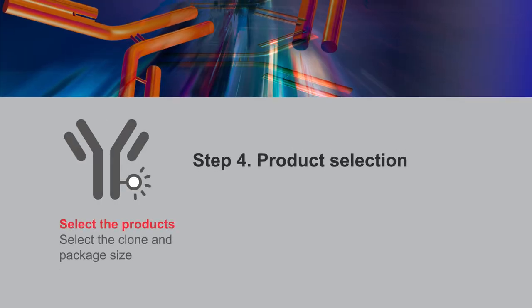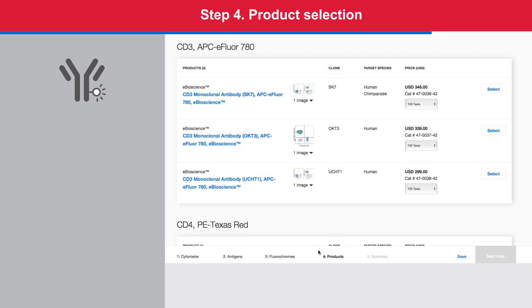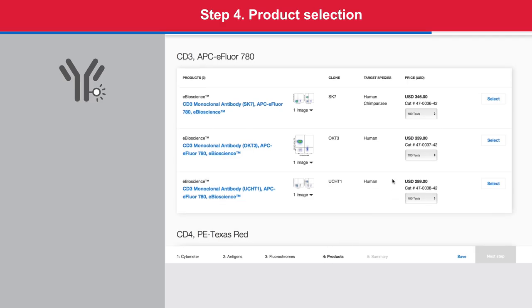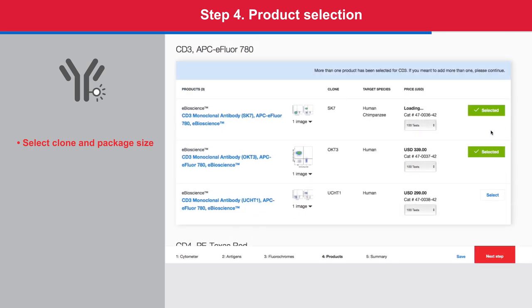Step 4. Product Selection. Select the products and packaging sizes that you want. If you didn't specify a clone earlier, a variety of clones will be displayed. Click the clone and package size that you'd like. For your panel, select a single product for each antigen fluorochrome match. If you select more than one option, a warning will show to alert you. If you meant to add more than one, you can continue.